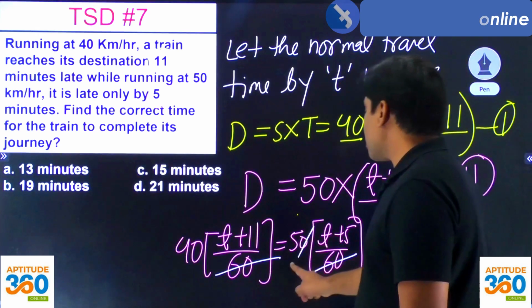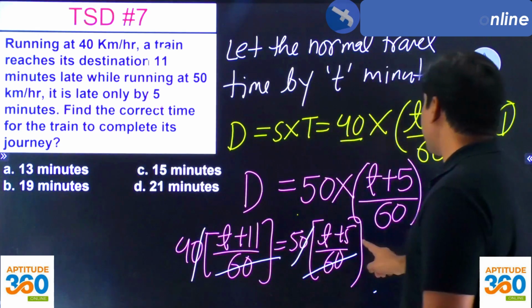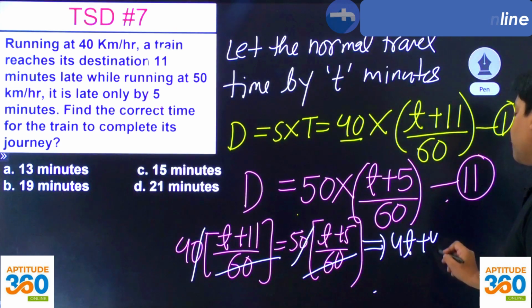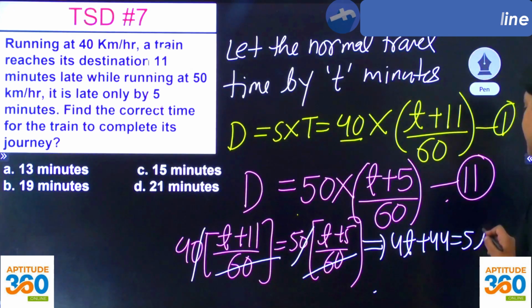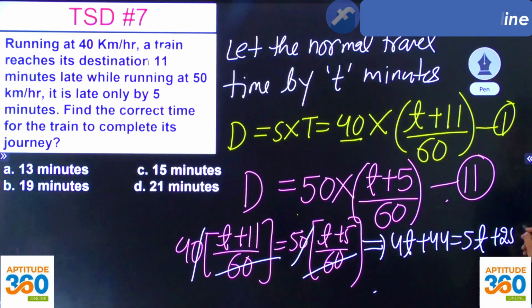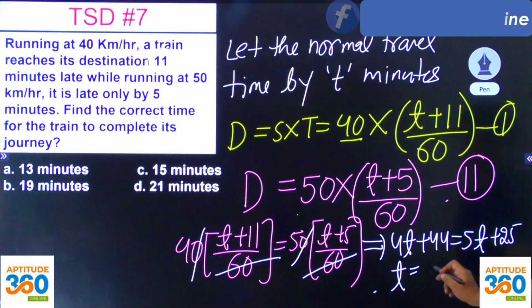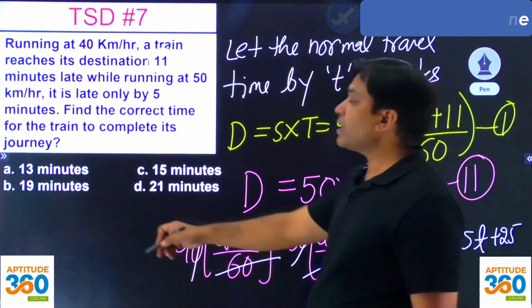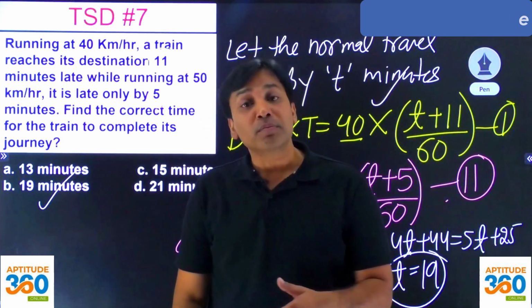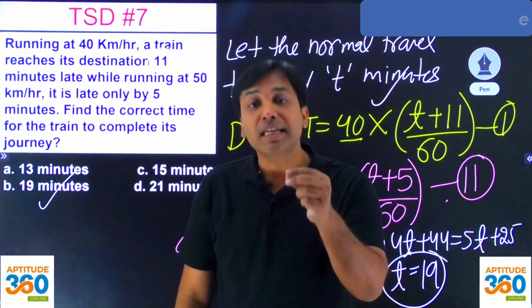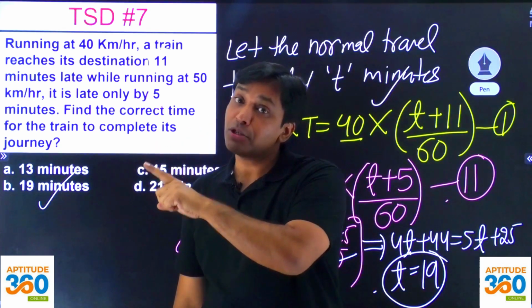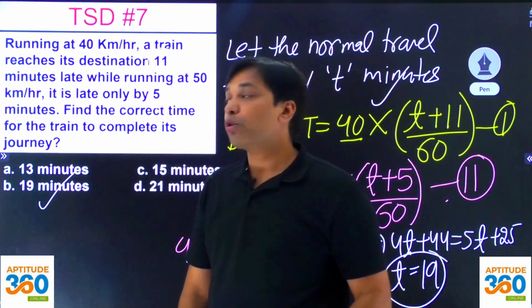Now if it is gone, so 60 is gone. What is the value that we are having from here? It is coming out as 4t plus 44 is equal to 5t plus 25. So the value of t comes out as 44 minus 25, which is 19. And what is 19? We already have taken this in minutes. So what is going to be the normal travel time? As per the problem, the normal travel time is 19 minutes. I hope you have understood this. From the percentage method, still you can find out the answer, but please do that on your own.